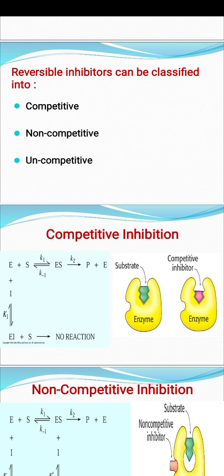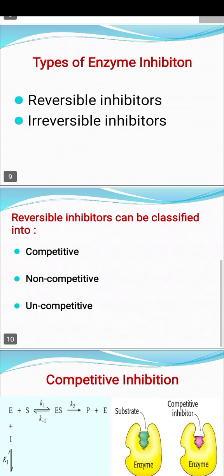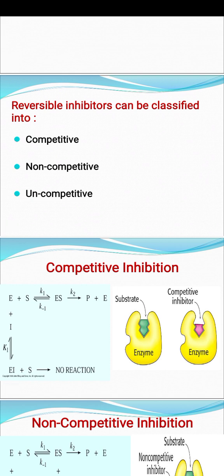In that case, with sufficient substrate, or an increase in the substrate concentration, the inhibition is overcome. Usually inhibitors have a molecular structure similar to that of the substrate. Both inhibitor and substrate cannot associate with the site at the same time. Correct.